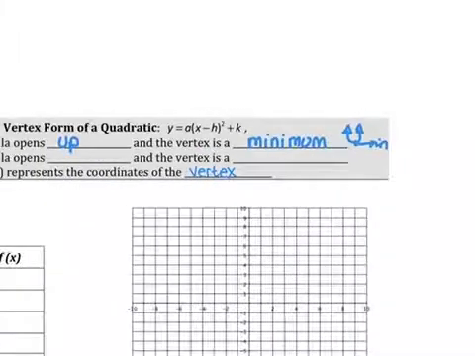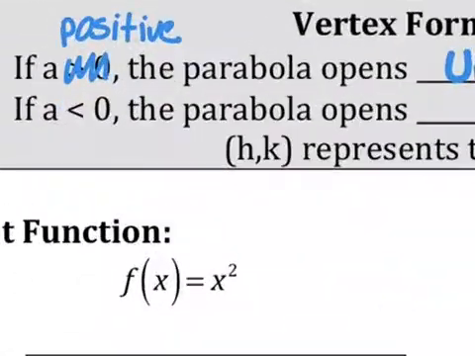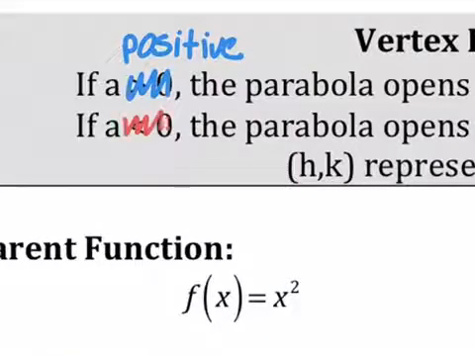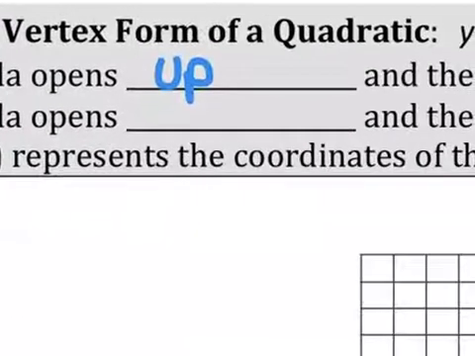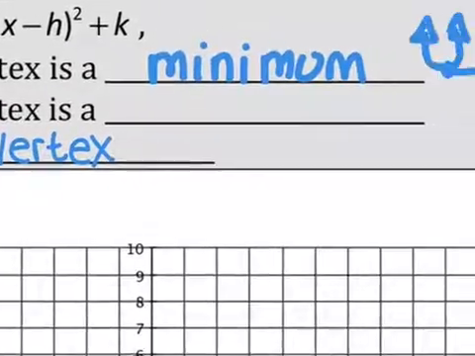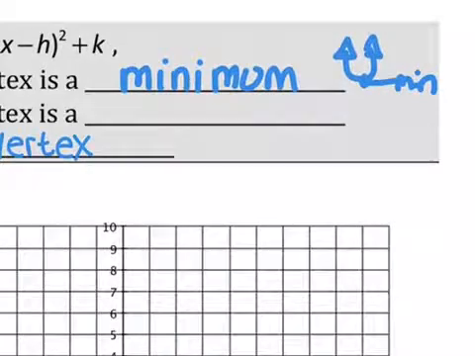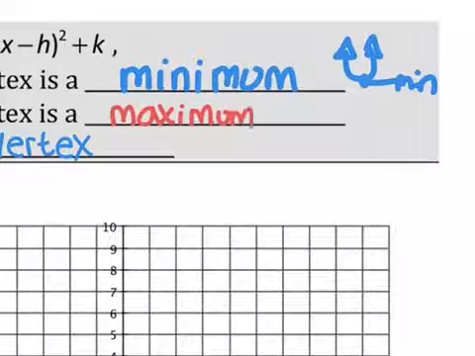So if we want to go ahead and do the exact opposite of that, if our a value will be negative, so then that means that our parabola will open down, which means our vertex will be a maximum. And again, if I make myself a little sketch, here's my parabola, it's opening down. My vertex is that point at the top, which is our maximum value.